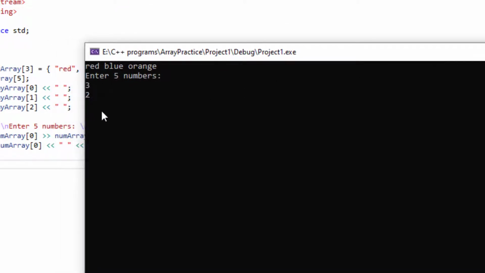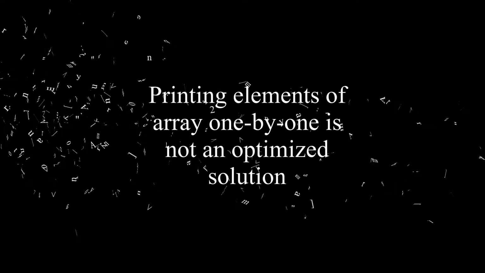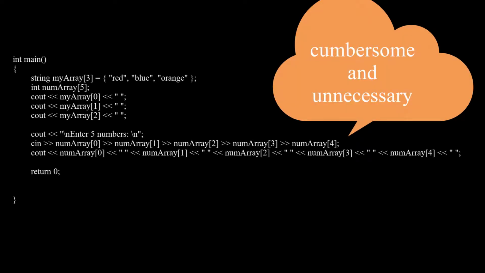Let's put a couple more numbers in here. And there you have it, folks. Printing elements of an array one by one is fine, but not very optimized. What if you have 50, 1000, or a lot more elements? Can you even begin to imagine writing a single line of code for every element to be inputted or printed?